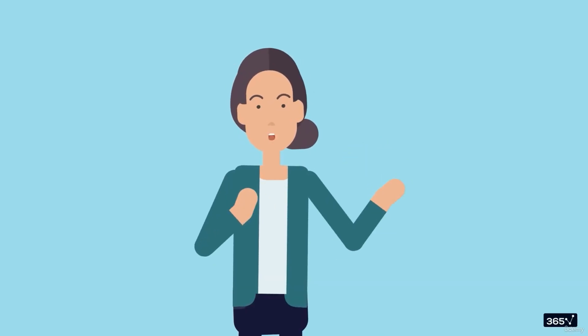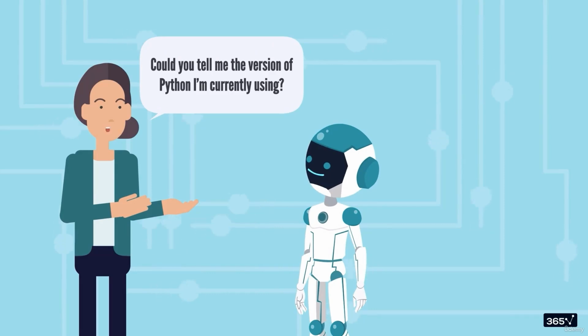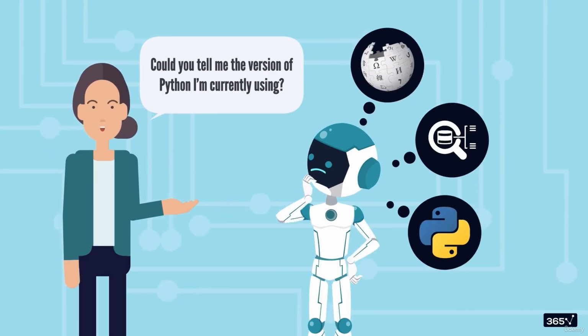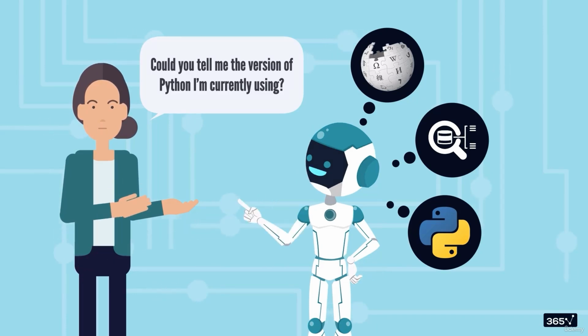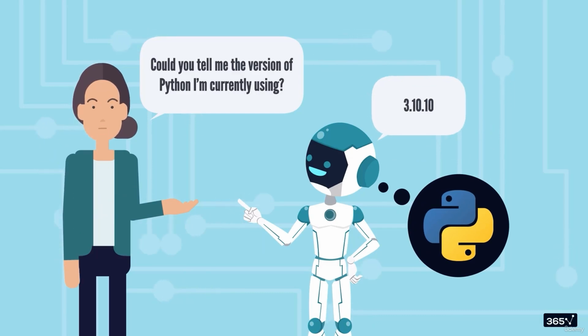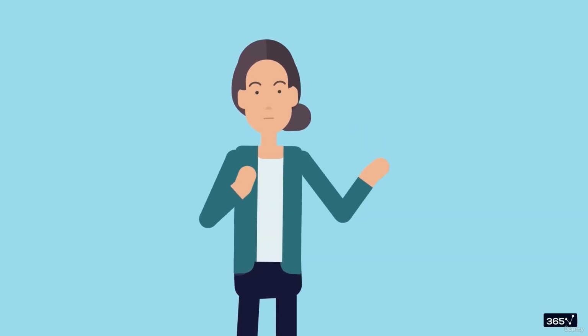Let's say we now ask the agent-equipped chatbot, "Could you tell me the version of Python I'm currently using?" It'll utilize its large language model to determine the most appropriate tool to solve this task. As you've already guessed, that would be the Get Python version tool. Let's now task the chatbot with something a bit more challenging.